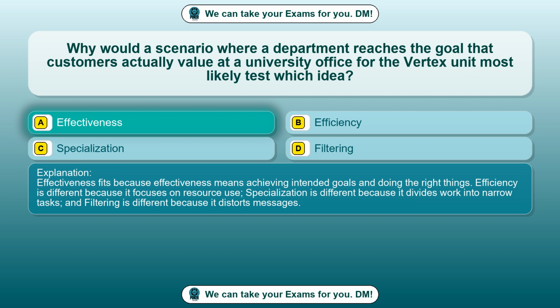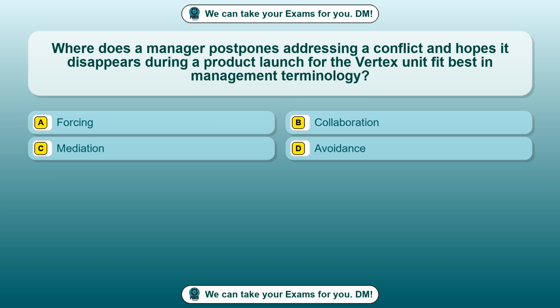Efficiency is different because it focuses on resource use. Specialization is different because it divides work into narrow tasks, and filtering is different because it distorts messages. Question 40. Where does a manager who postpones addressing a conflict and hopes it disappears during a product launch for the Vertex unit fit best in management terminology?